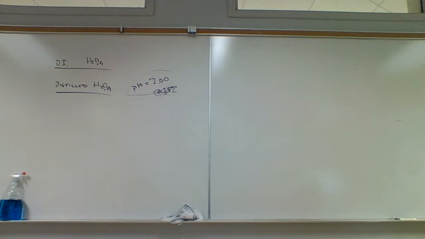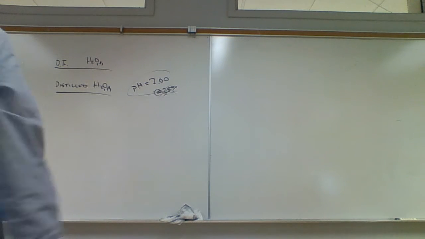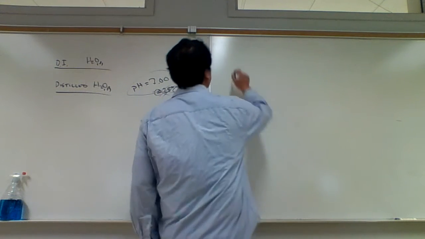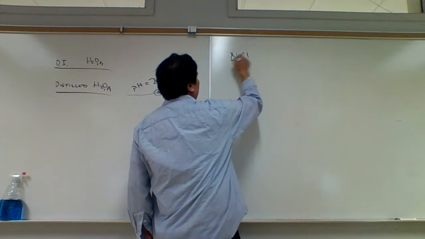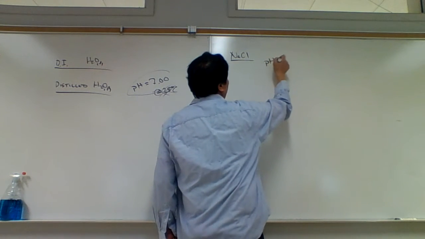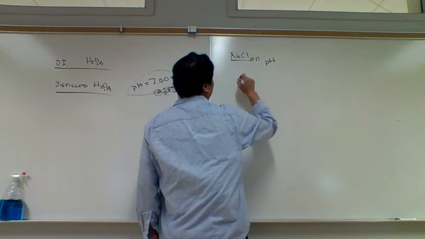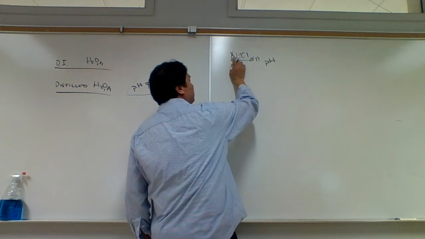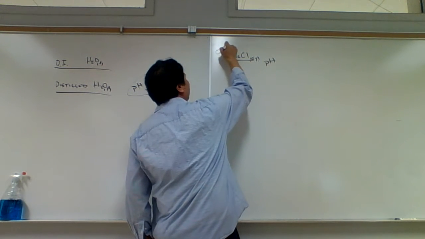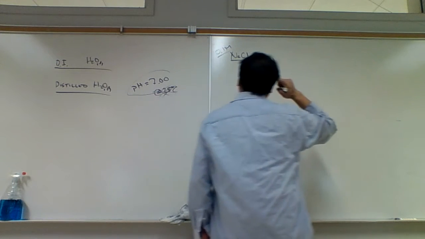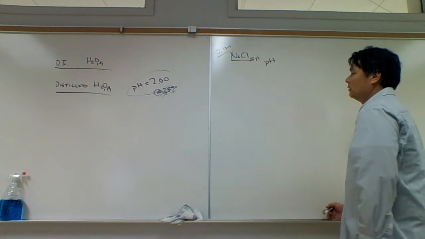Is it sodium chloride? Yeah, sodium chloride is our first one. So what is the pH of a sodium chloride aqueous solution? And what's the molarity of this? 0.1? Oh, yeah, 0.1 molar sodium chloride. So we're going to figure out the pH of that.